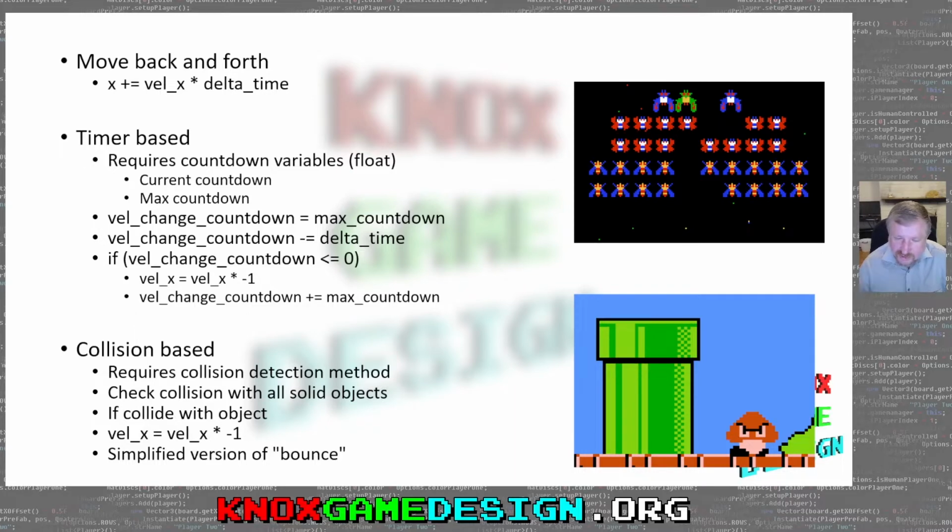I also mentioned down here, this is kind of a simplified version of a bounce. I'm not going to go into the details of how to calculate the angles and everything for a bounce, but this is just a specialized case: when an enemy's coming in at a 180-degree angle or a 0-degree angle, then it's going to flip 180 to 0 or 0 to 180.